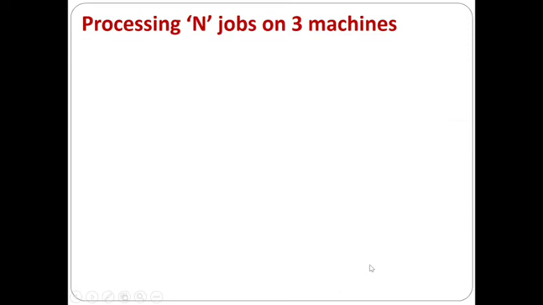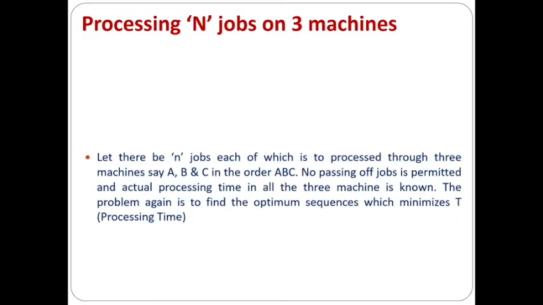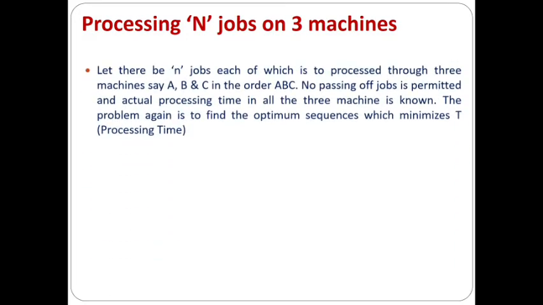So next comes processing n jobs on 3 machines. Before that, there will be n jobs and there will be 3 machines like this: A, B and C. All the jobs should be processed in the same order, that is A, then B, then C. No pausing of jobs is permitted and all the actual processing times on all the 3 machines are known. The problem is again to find the optimum sequence which minimizes the total processing time.